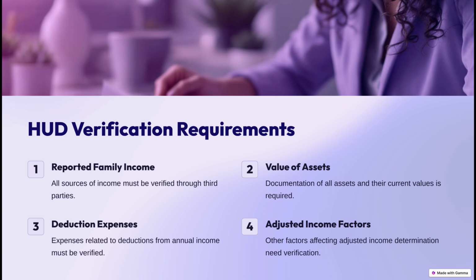Then, we have deduction expenses. Anything that reduces income, like childcare expenses or medical bills, must be verified. Lastly, adjusted income factors. These are things that could affect a tenant's adjusted income, like allowances or special circumstances. They all need verification too.